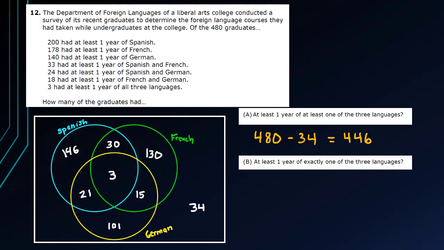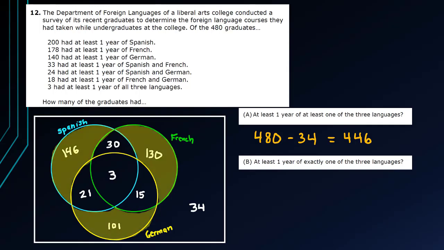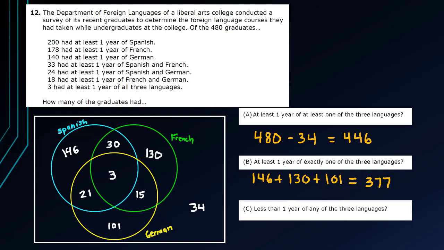For B, it says at least 1 year of exactly one of the 3 languages. Without a Venn diagram, that would be kind of hard to answer. However, they only want those who had only one, so none of the ones that had 2 or more of them. So we're only looking at these 3 regions here. I would total those up, 146, 130, and 101, and those would total 377. And of course for C, who had less than 1 year of any of these 3 languages?